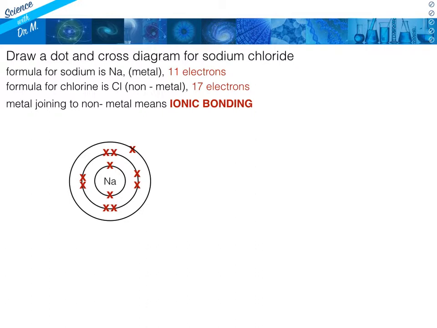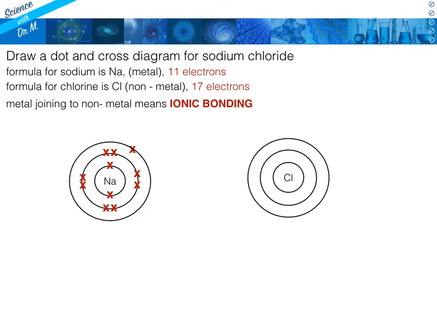Next we look at our starting position for chlorine. So there's our chlorine nucleus. Chlorine is also in period 3, so we have 3 shells. It's in group 7, which means we have 7 electrons in our outer shell. So 1, 2, 3, 4, 5, 6, 7, 8, 9, 10, 11, 12, 13, 14, 15, 16, 17. So 17 electrons in total. That's spread over 3 shells, 2 in the first, 8 in the second, and 7 in the third.